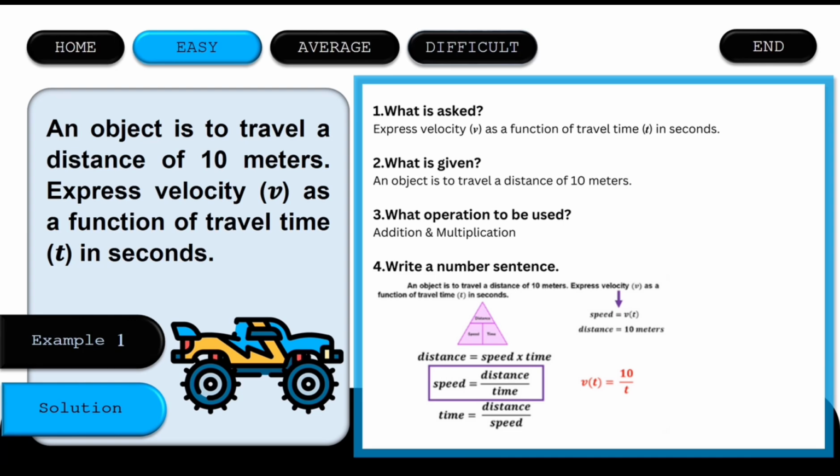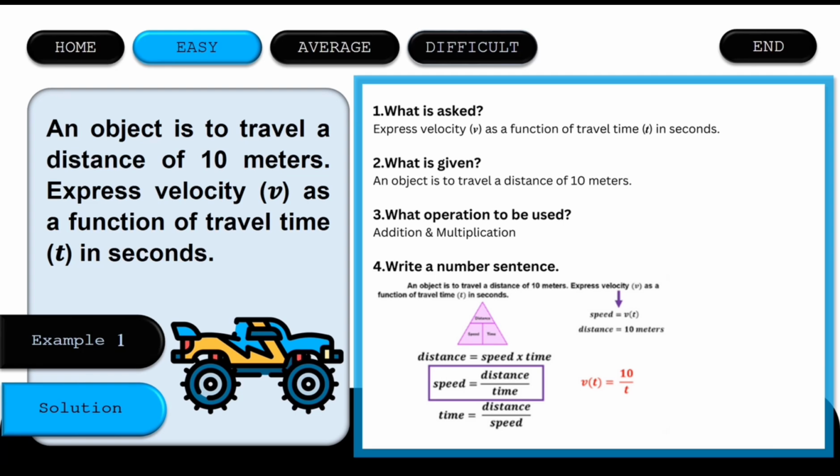Let us have here the triangle, which on the top is distance, on the lower left that is speed, and on the lower right is time. If you are looking for distance, that is speed multiplied by time. At kung hinahanap naman ay speed, ito ay distance divide by time. And if ang hahanapin naman natin is time, ito ay distance divide by speed.